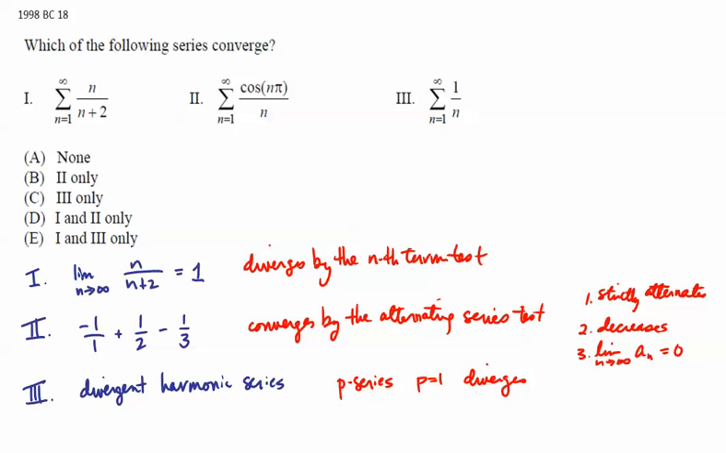And so that does it for this. We have the first one diverging, we have the second one converging, and we have the third one diverging, and therefore we have 2 only, and the answer is B.